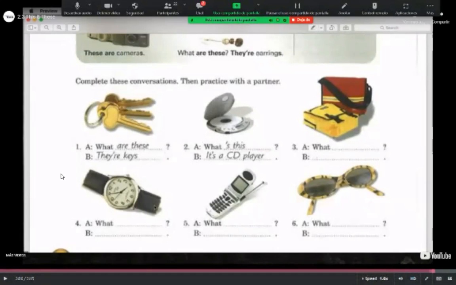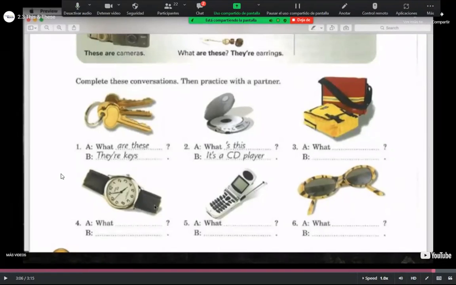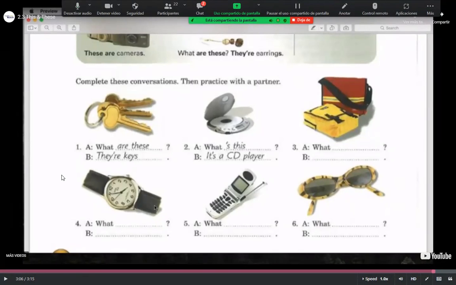Okay. So number one is there. It's plural, right? What are these? Plural. What are these? Answer? They are keys. Okay. Keys. Number two, it's a singular. It's a CD player. So what's this?